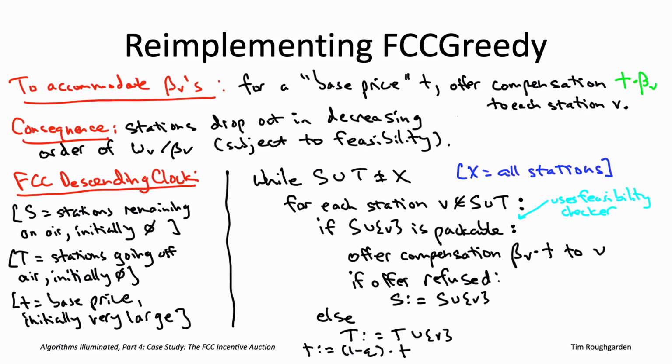Looking at this new pseudocode for the descending clock algorithm, we still have this sort of for loop that iterates over stations.